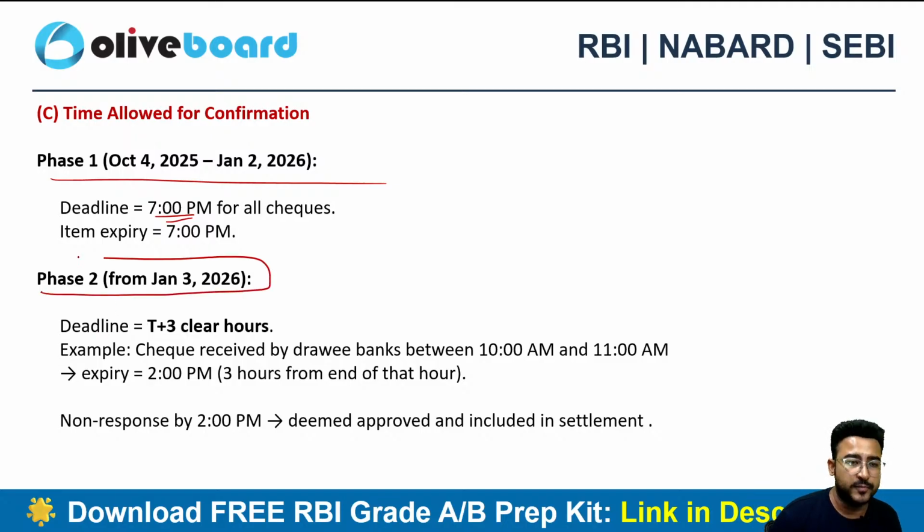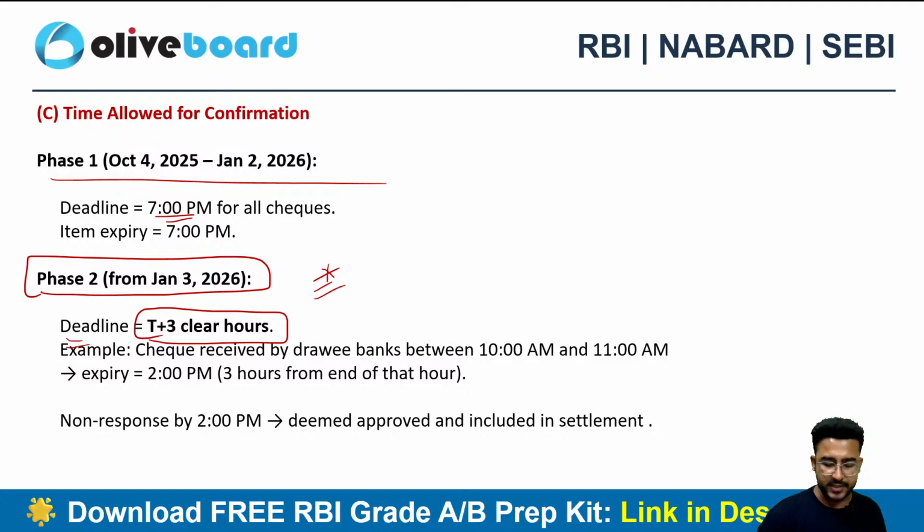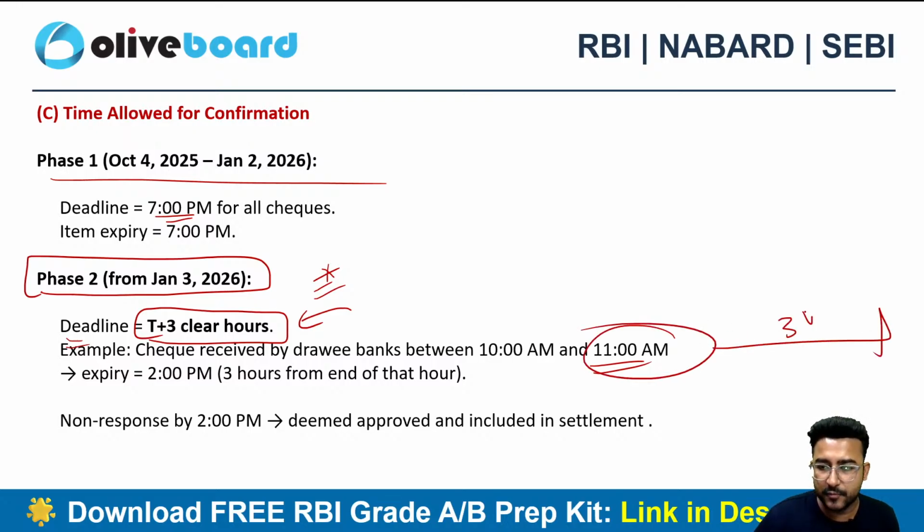In phase 2, the timelines are even stricter. The timeline will be transaction plus 3 hours. So let's suppose the HDFC bank has sent the check to the SBI bank for clearing purposes. Then the transaction time will be T plus 3 hours. So let's suppose you are getting the check at 11 AM. Within 3 hours, you need to either confirm it or reject it. Now this is a part of phase 2.